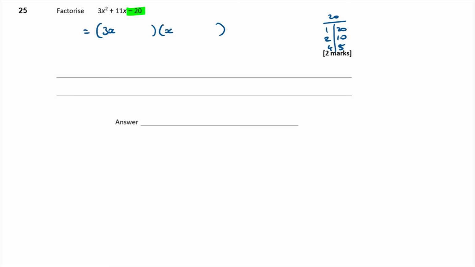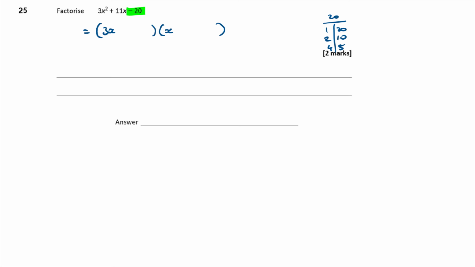Okay, so if I put the 1 here and the 20 here, that would give me 3 lots of 20. It would give me 60 and 1. And if I had to take one away from the other, I'm not going to get 11, so that isn't going to work. So let's try it the other way around.